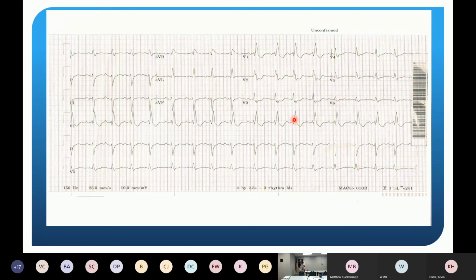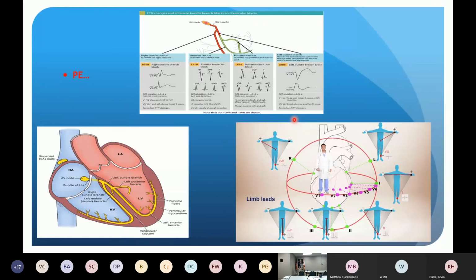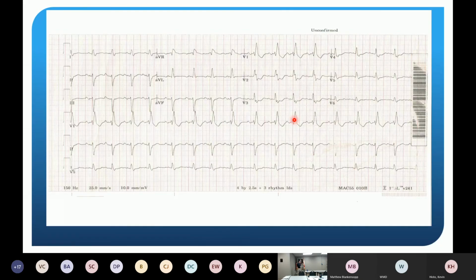Do I have the vectors on there? Yeah, so with the right bundle, what you're going to see sometimes is ST depression, septal and anterior, because of the fact that conduction is slow through that right bundle. You're going to see those sloped T waves and ST depression. So I would not call this a STEMI. It's a right bundle with a posterior injury pattern, but not a STEMI because it's a right bundle.